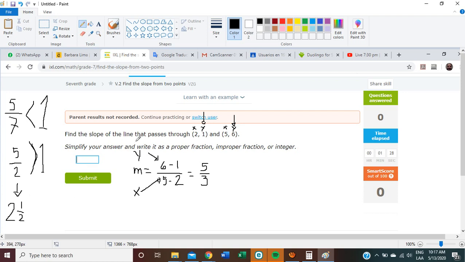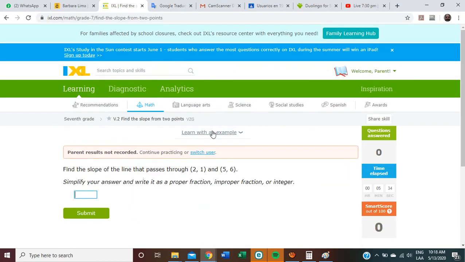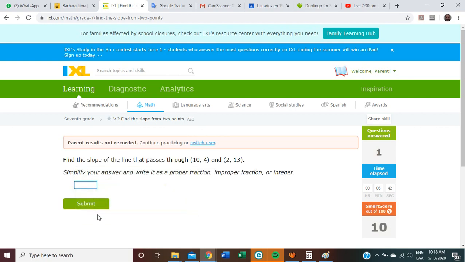But in this exercise, they are asking you to write a proper fraction, improper fraction, or integer. So please, in this exercise, do not answer with a mixed number because IXL is going to give you a wrong answer. So in our case, this is our final answer. It is an improper fraction, so we are going to write it in the space that we are given. So it's 5/3. We submit it, and fantastic.